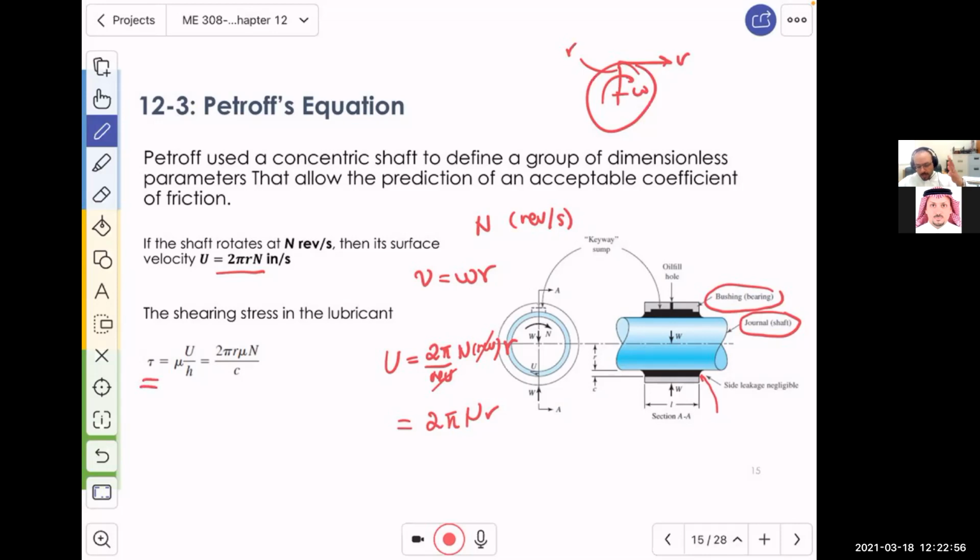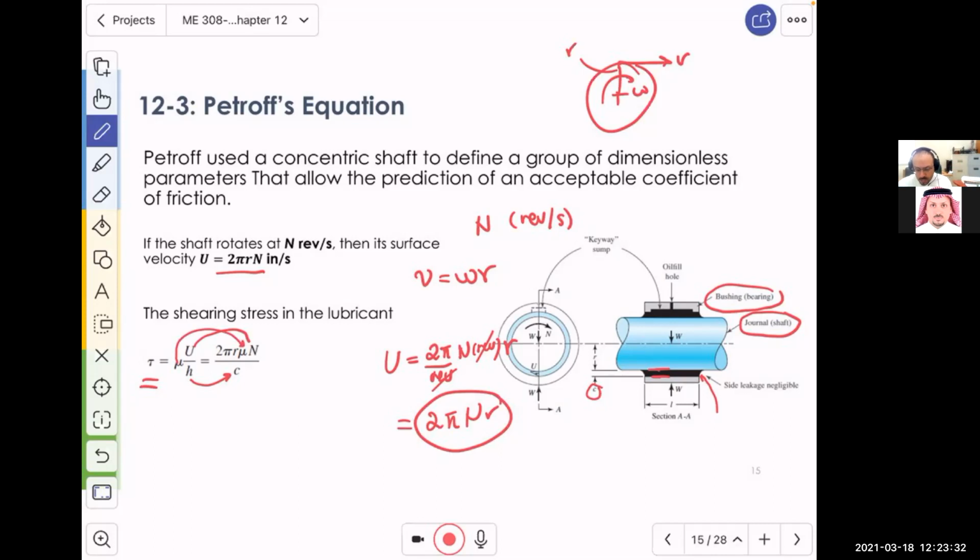Now, as per the figure we have here, Petrov decided that this little gap where the thin film exists is called C. That doesn't make any problem for us. So I'm going to replace H with C. I'm going to replace U with 2 pi NR, and I'm going to plug the viscosity in there together.